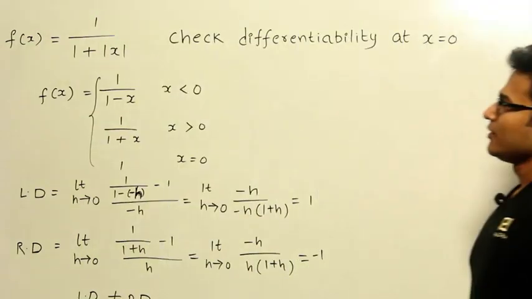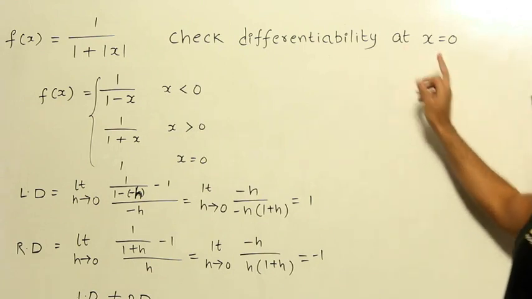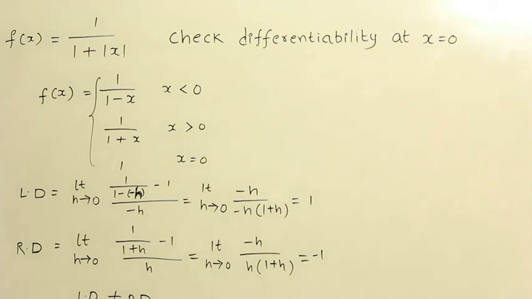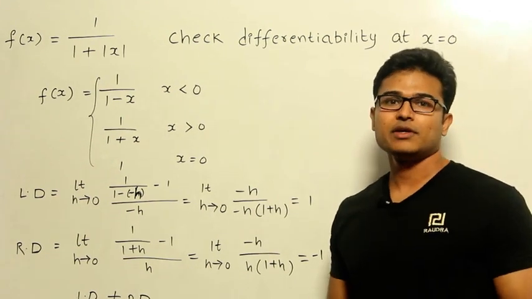Now let's see this. A function is given, f of x equal to 1 by 1 plus mod x. Check the differentiability at x equal to 0. So if they are asking only about differentiability, you can directly go and find out the left derivative and right derivative, and you see whether they are equal or not.